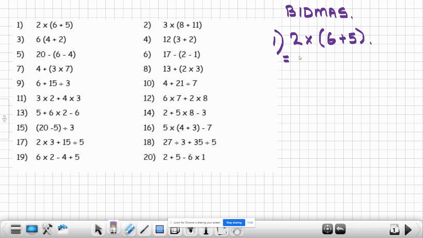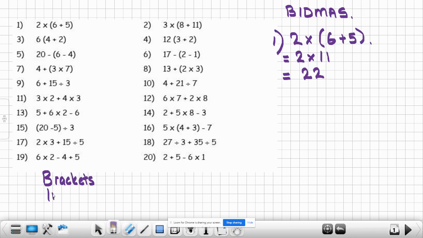Okay, so we've got to deal with the brackets first. And I can see that 6 plus 5 makes 11. So I'm going to end up with 2 times 11. And 2 times 11 is 22. So if you're doing a calculation and you want the addition to become the first thing that's done, then we can put brackets around it and then it will be the first thing that's calculated because they take precedence over others.